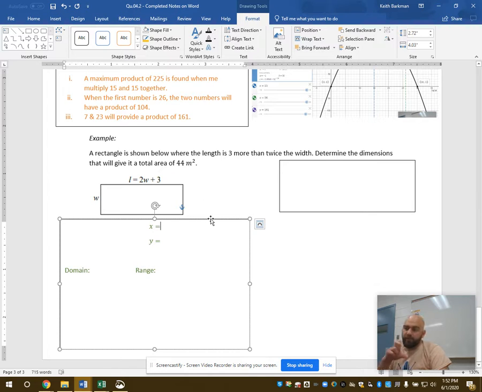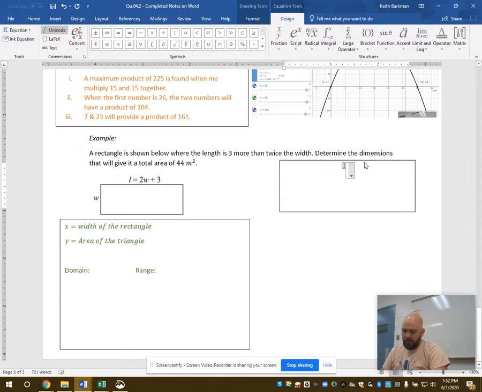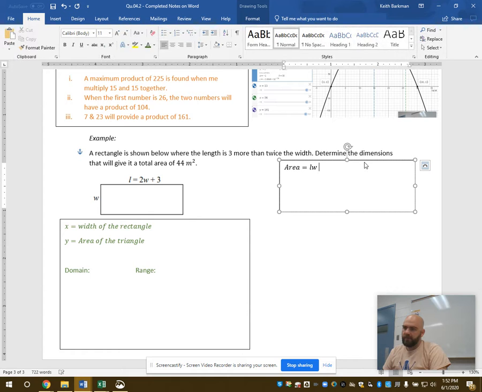Now we're looking for a very specific one, and so x is going to be our width, that is going to equal the width of the rectangle, and y is going to be the area. Now we know that area, and this is a little side note here, is length times width, or LW.